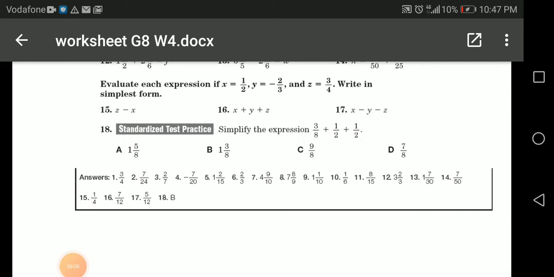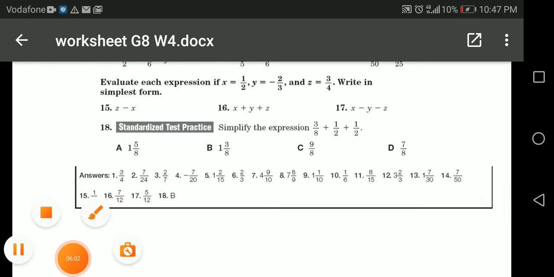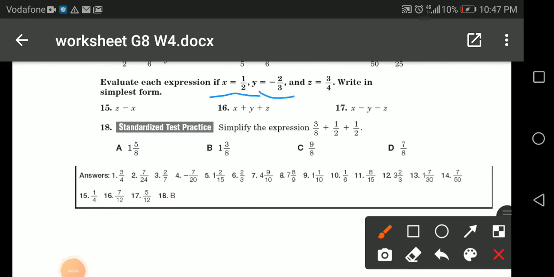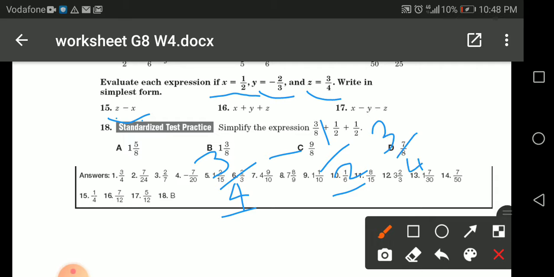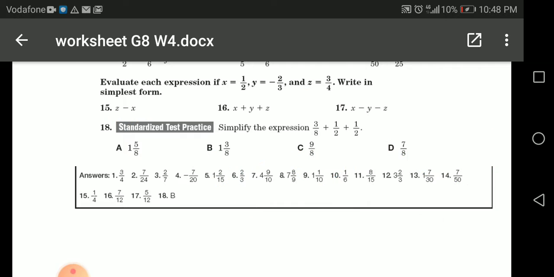Evaluate each expression given. I have here given x equals a half, y equals negative 2 over 3, z equals 3 over 4. Z minus x: instead of z, write 3 over 4, minus x, with x as a half. Okay, so I have here 4 and 2, so make 2 like 4. So I have 3 over 4 minus, we will multiply this by 2 and the other by 2. So 2 times 2, 4. I have here 4 and 1 times 2, 2. 3 minus 2 is 1 over what? Over 4. So the answer is 1 over 4.